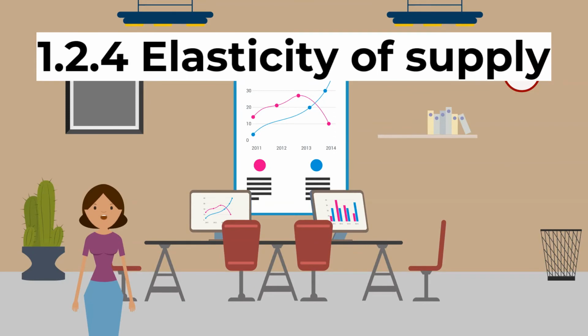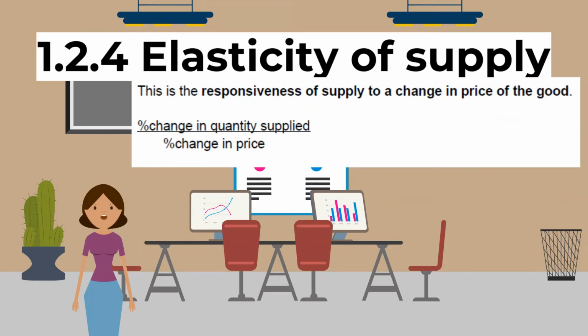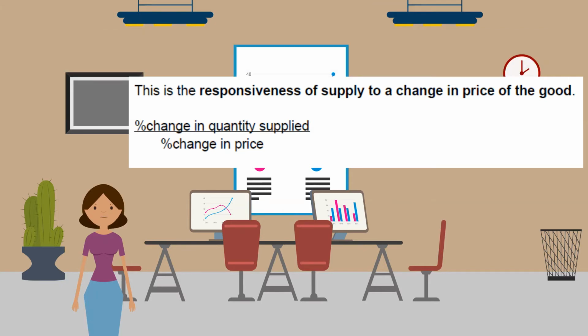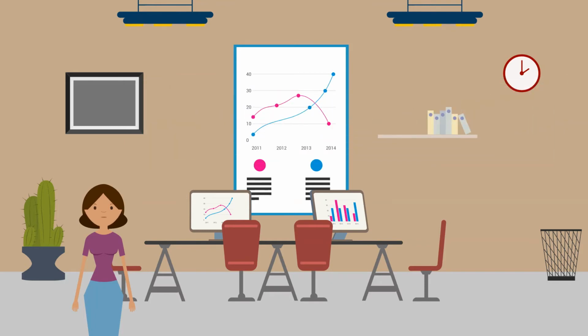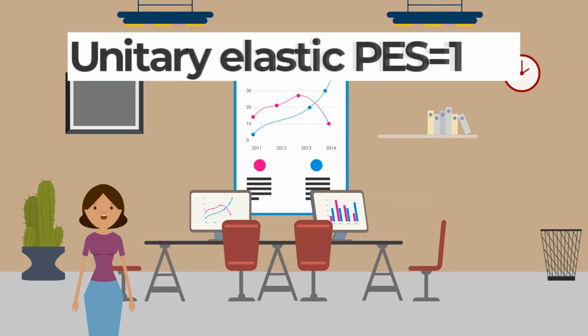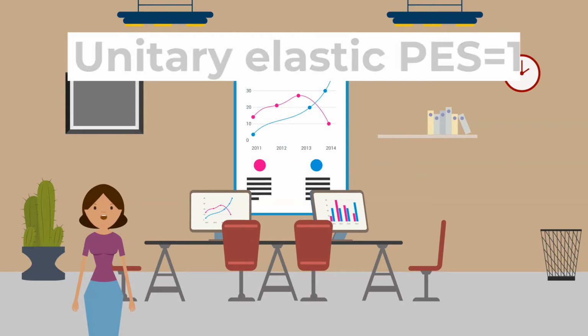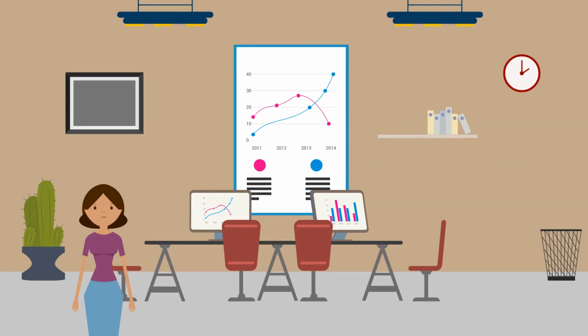Next, elasticity of supply. Firstly, and curiously lastly, price elasticity of supply, or PES. This is the responsiveness of supply to a change in the price of the good. So, what do the numerical values mean? Unitary elastic PES is where PES equals 1. This is where the quantity supplied changes by exactly the same percentage as the price.